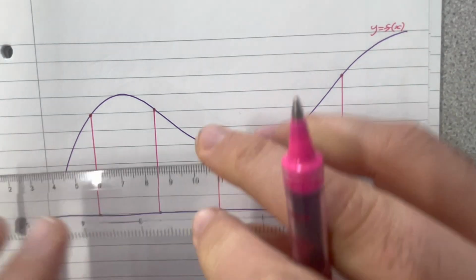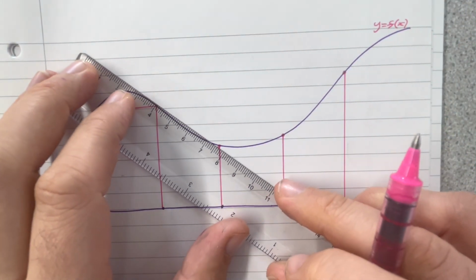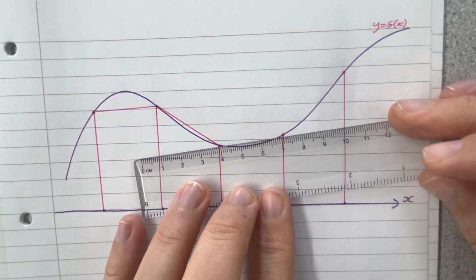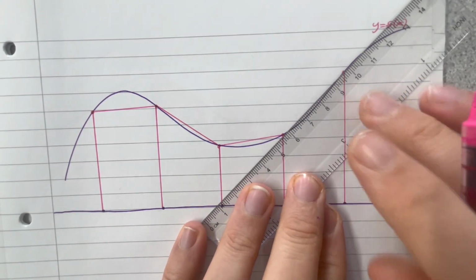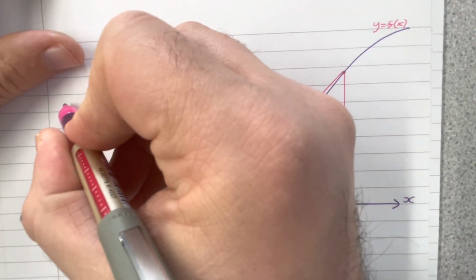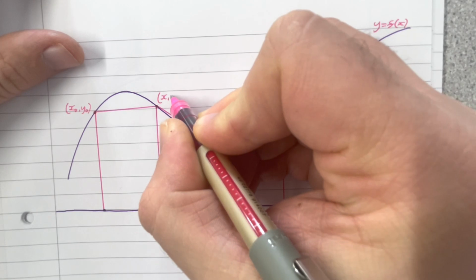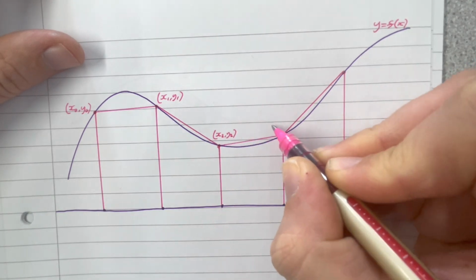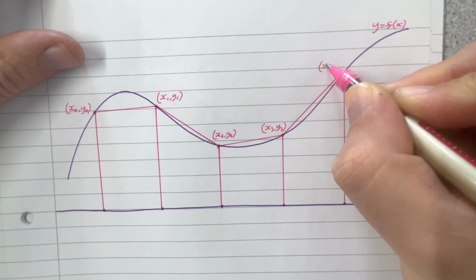and if I join the tops of these together, then I will get a number of adjacent trapezia, trapezia being the plural of trapezium. Here I've chosen 5 x values, and that is going to give me 4 trapezia. So this point here is going to be x0, y0. This is going to be the point x1, y1. This is going to be x2, y2, then we have x3, y3, and then this will be x4, y4.